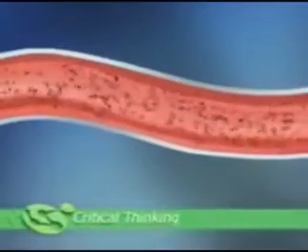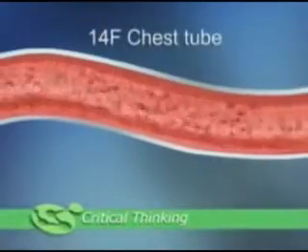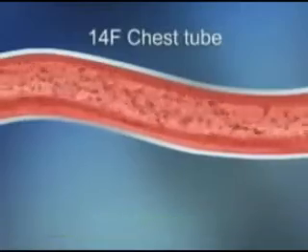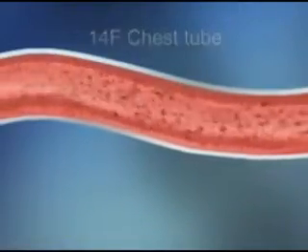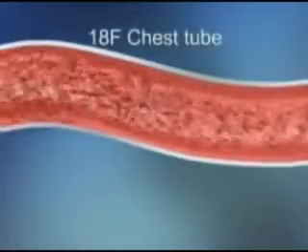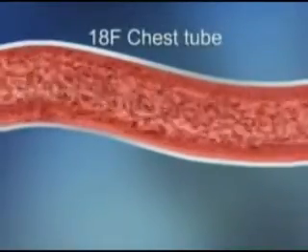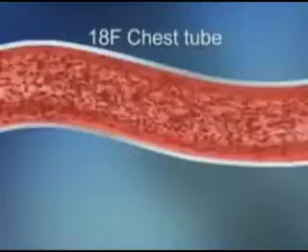For an uncomplicated pneumothorax, expect the physician to use a 14 French or smaller chest tube. To drain thick fluid or remove fluid or air rapidly, expect the physician to use a larger diameter catheter.